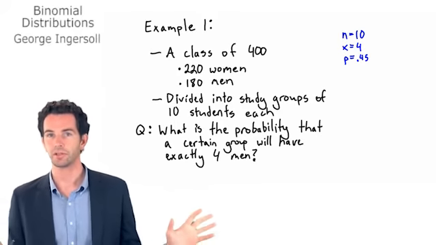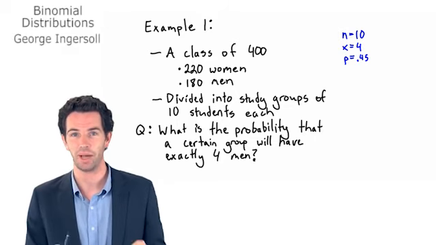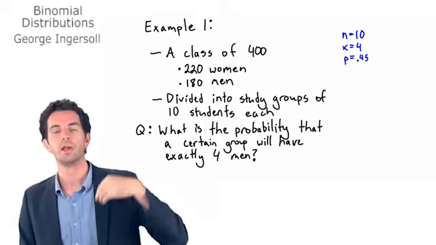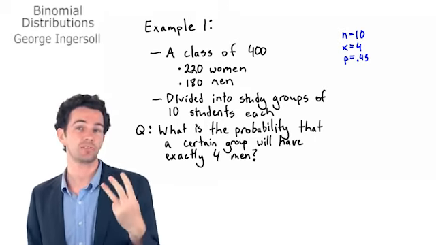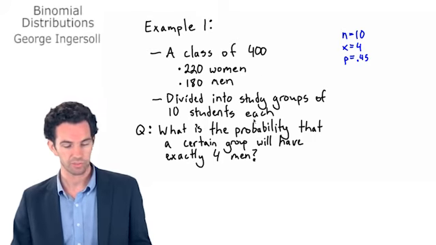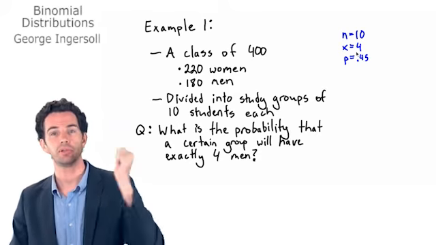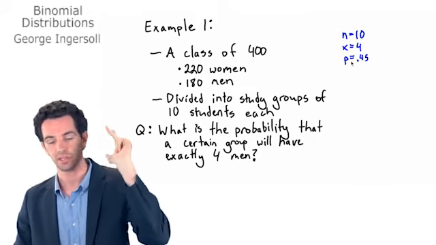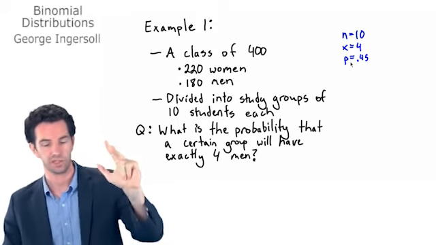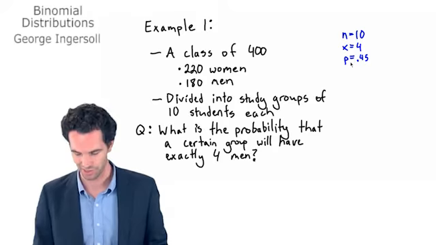I'm not going to do the calculation at this point. Know this: we've identified this as a binomial probability question. I'm going to show you actually 3 different tools for calculating the probability here. The question is, what is the probability that a certain group will have exactly 4 men? This is all the information we need. We've defined the number of trials, the number of successes, and the probability of a success. And so I'm going to move on to the next example, and we're going to come back and solve these later.